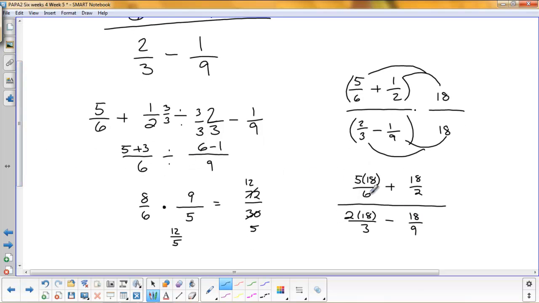At this point, I'll reduce and clear all of my fractions. That is going to be 3. This becomes 9. That reduces to 6. And this becomes 2. After all of my fractions have been cleared, I don't have a complex fraction anymore. I simply have 15 plus 9 divided by 12 minus 2. That becomes 24 over 10, which reduces to 12 over 5.